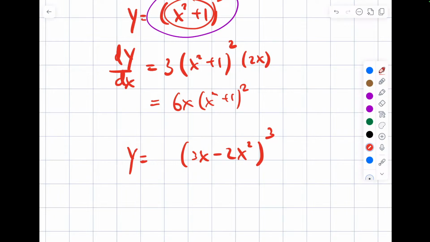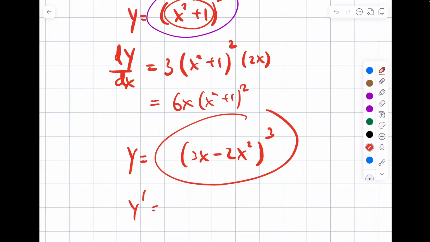Do you guys finish? Is it hard? Just take a derivative of the first layer, which is something extra there, right? So y prime is going to be 3 times 3x minus 2x squared, and then to the second. But I haven't taken the derivative of the inside yet. I have to take a derivative of the inside, which is going to be 3 minus 4x.